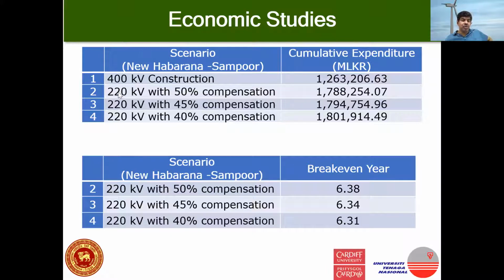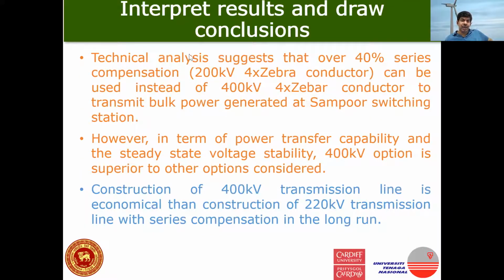lines. If you use 220 kV with 50% compensation, you can see that immediately the cost will go up by 500,000 million LKR. And at the break-even year, the 50% compensation will not have a break-even year up to 6 years. So you can clearly see that you can use 220 kV 4 Zebra conductor instead of a 400 kV 4 Zebra conductor.